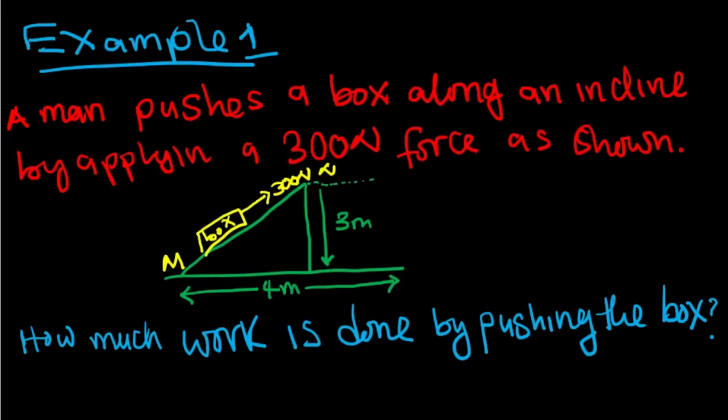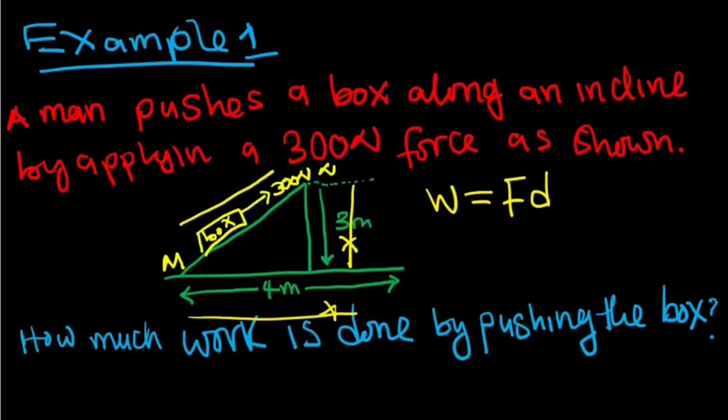So we said work is a product of force and displacement. And displacement or distance should be in the same direction with the force, should be parallel. Now if you look at this incline, you have two distances. We have the horizontal one, this one, and we also have the vertical one, this one. And the force is going in this direction.